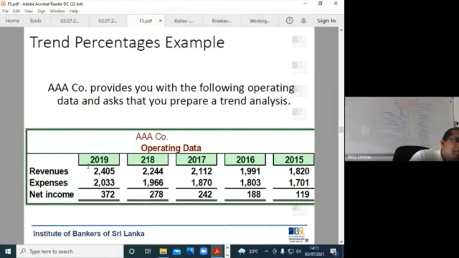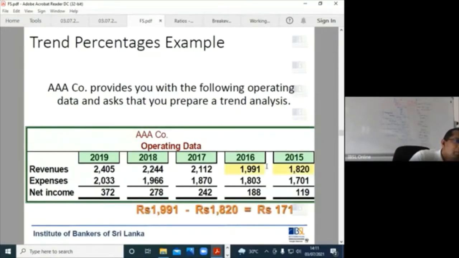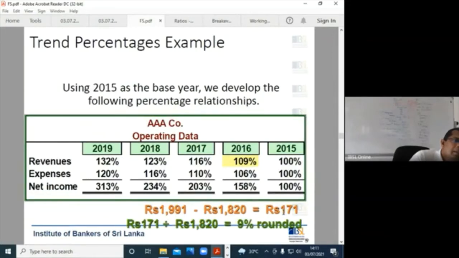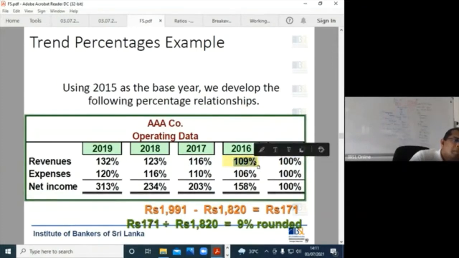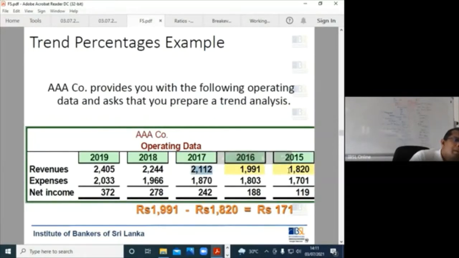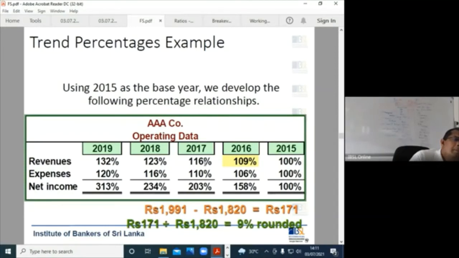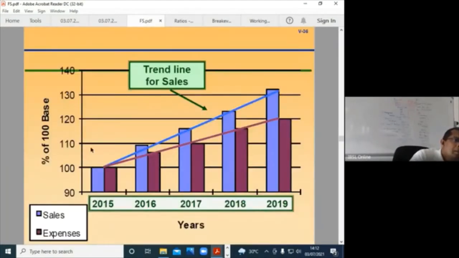This is the base year, and how this revenue has changed over time from the base year figure. So what we do is take the first year minus the base year. This is 1991 minus 1820, which is 171, right? 171 divided by the base year is the growth. You just divide it and see. 171 divided by the base year figure gives 9%, 109. Then you take this one minus this one divided by this one, and it comes to 16% growth, 116, like that. Then it is a trend percentage analysis. This is the trend, how it has changed.